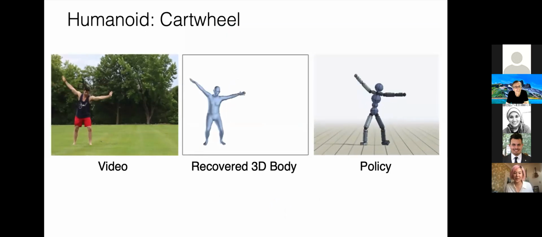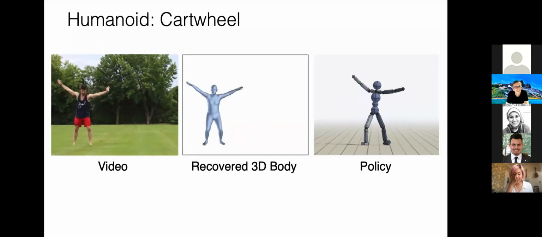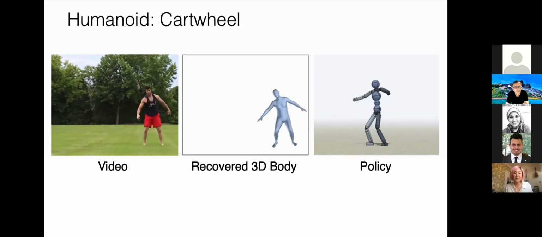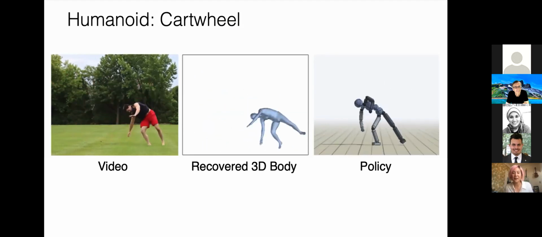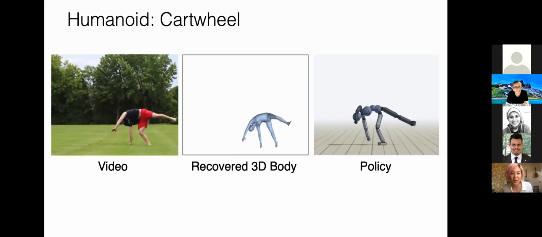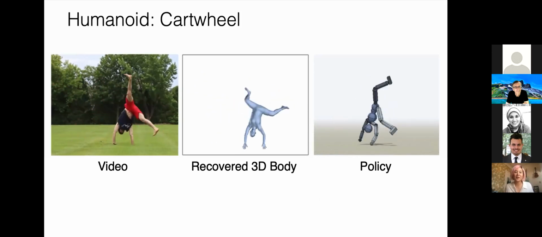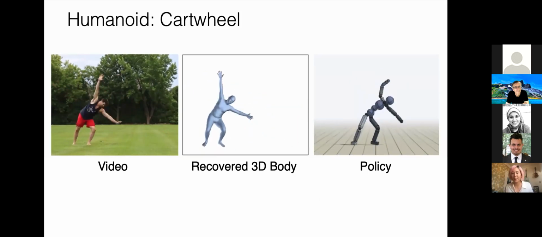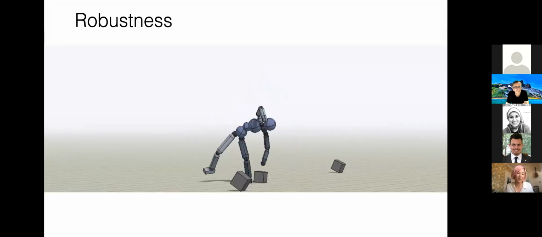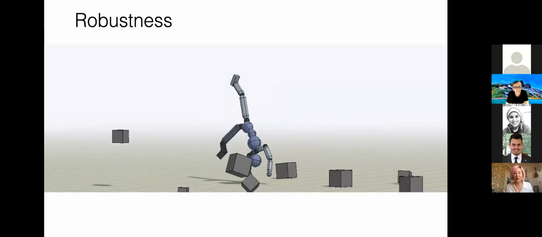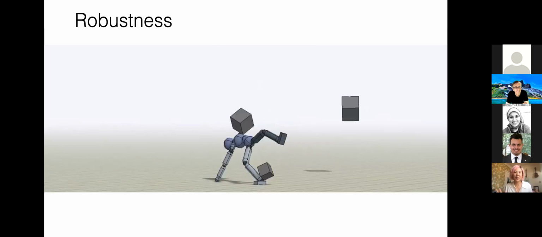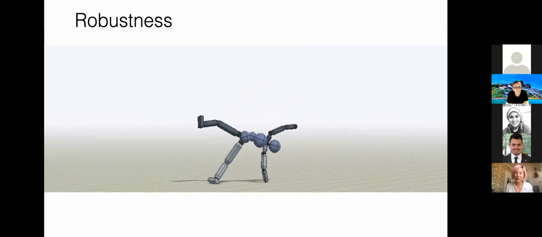Here are some more results showing this, and it's really interesting to see the recovered 3D body next to the policy, because the policy's motion is much better. This is because it's trying to do this in a physically simulated environment, and the physics really helps fix some of the noisiness that comes from predicting humans in video, which is a challenging problem. And because this is trained in an RL framework, which starts from really bad motion, it's pretty robust at recovering from perturbations, and we can throw boxes at it.